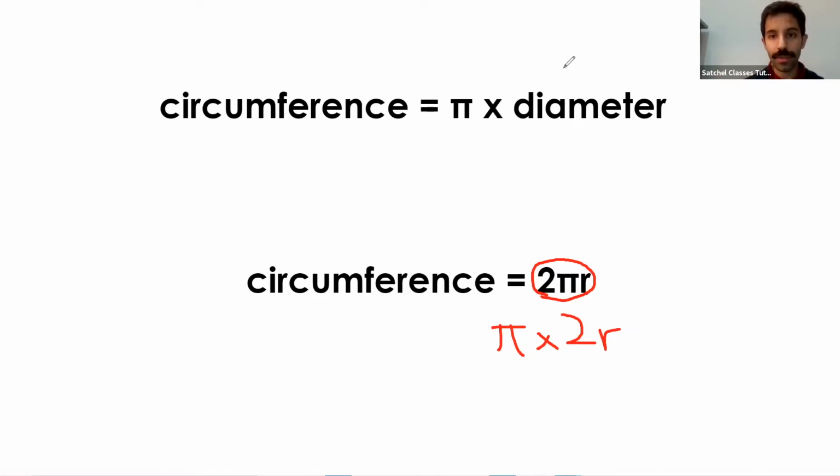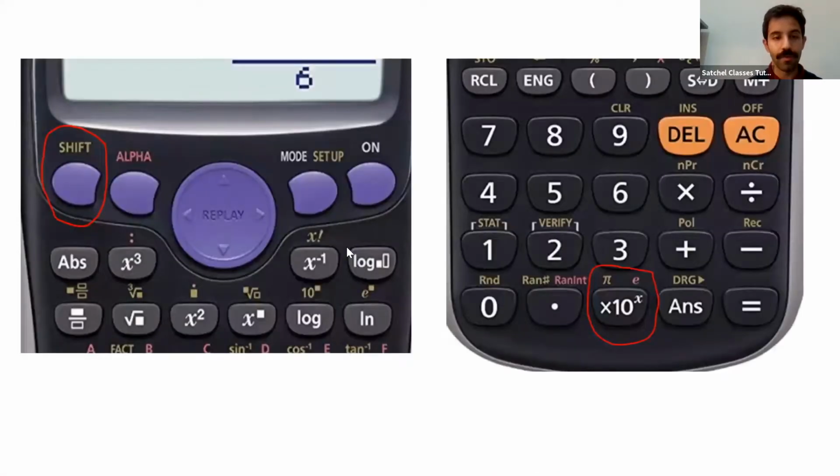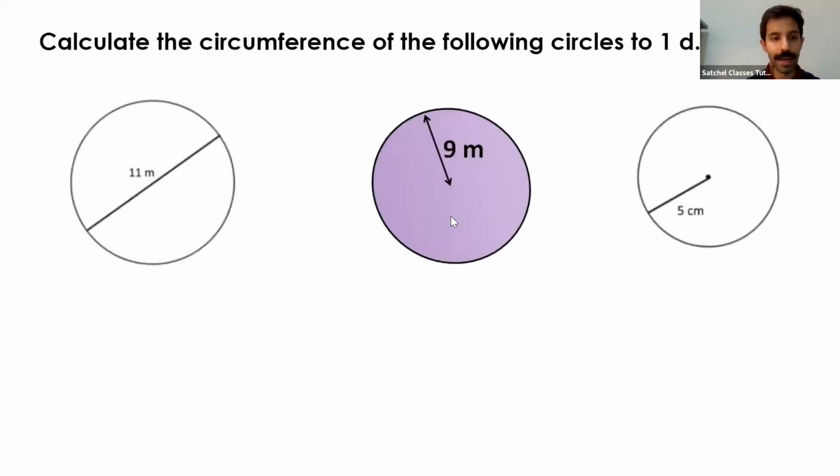So let's do some calculations then. Let's calculate the circumference of a few circles. Now actually, before I move on, just a quick reminder to find pi on your calculator, because generally you would get area questions in relation to a circle on calculator papers. You would have to press the shift button on the top left-hand corner of your calculator, and then the pi button is down here, as we can see in yellow. All right, and moving on.